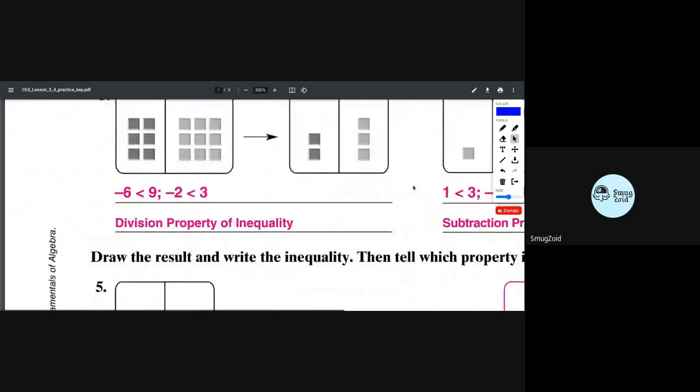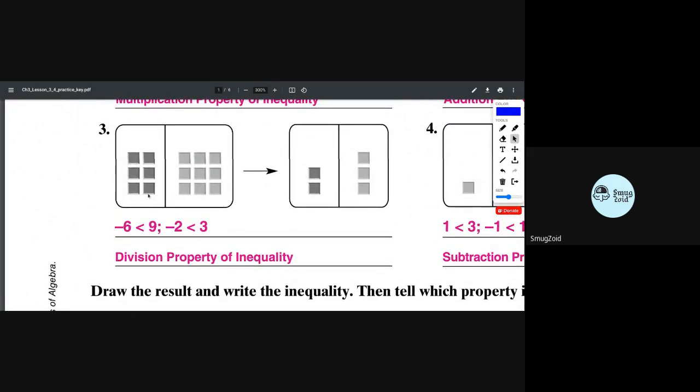Down here, this guy, we have 6, -6, and this is 9. And something happens now, it's -2, and it's 3. If you look at what happened here, you either subtracted 4, but that would mean this would be a 5, and it's not. What you did was you divided by 3. So both sides were divided by 3. So that's the division property of inequality, okay?